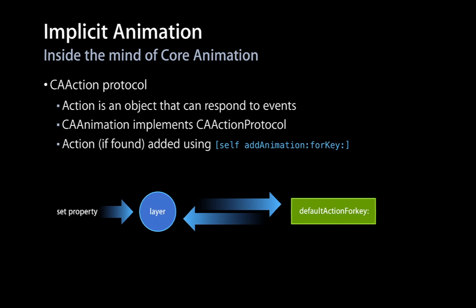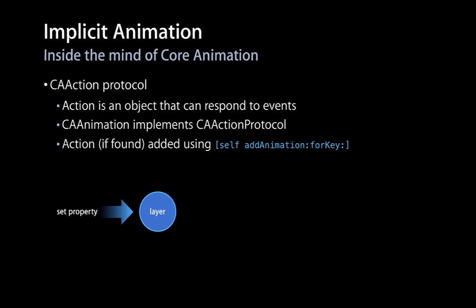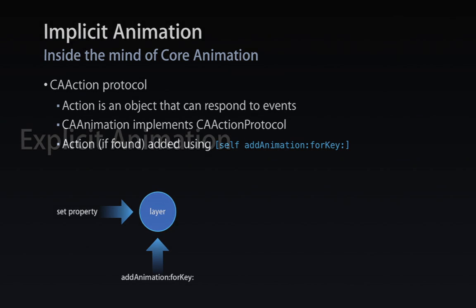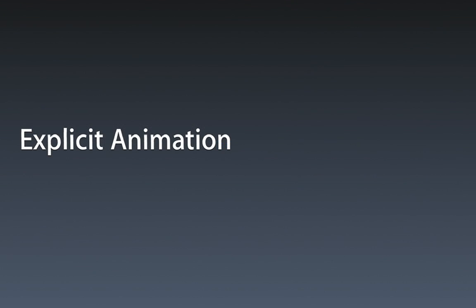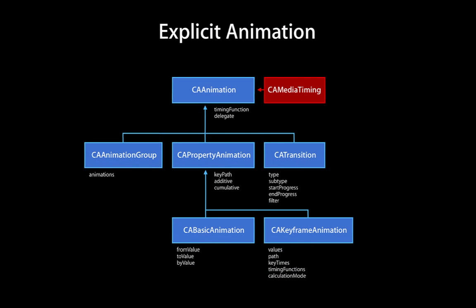And when that action is returned, it's then added to the layer as an animation where the key that's used is a key value that corresponds to the particular property that you've changed. And we'll come back to this slide in a few seconds. You'll see how useful it is to understand that little sequence of events. But I just want to reiterate that in your code, you're unlikely to have to worry about the CA Action Protocol. Okay, so let's move on now to explicit animation.